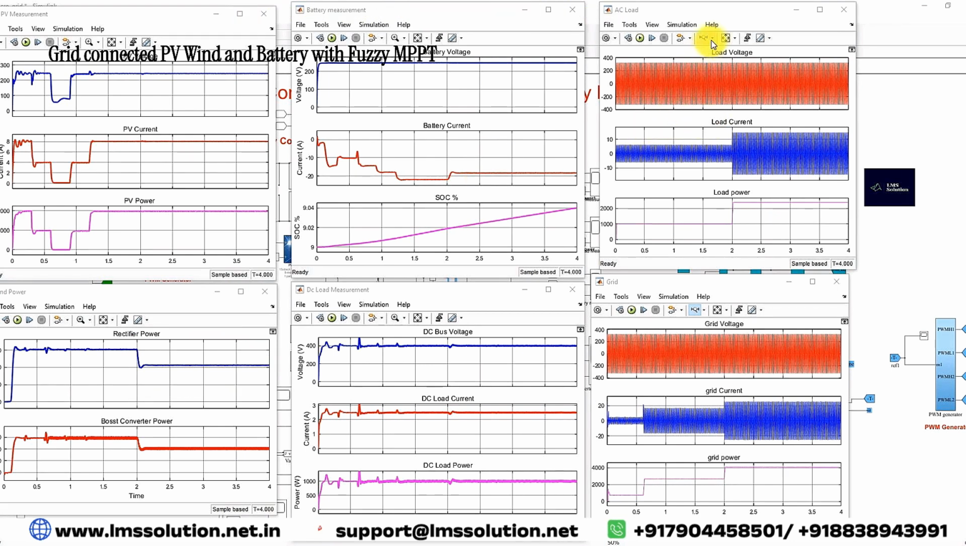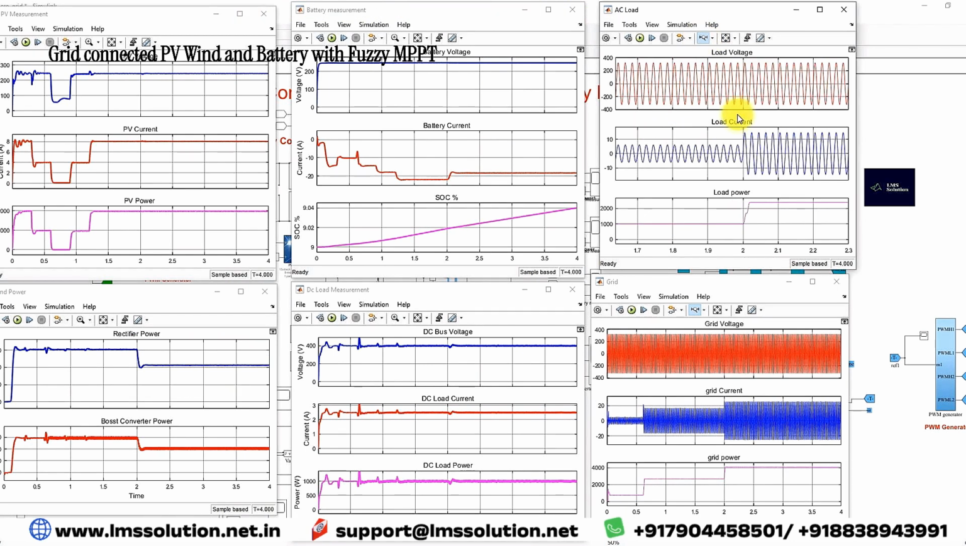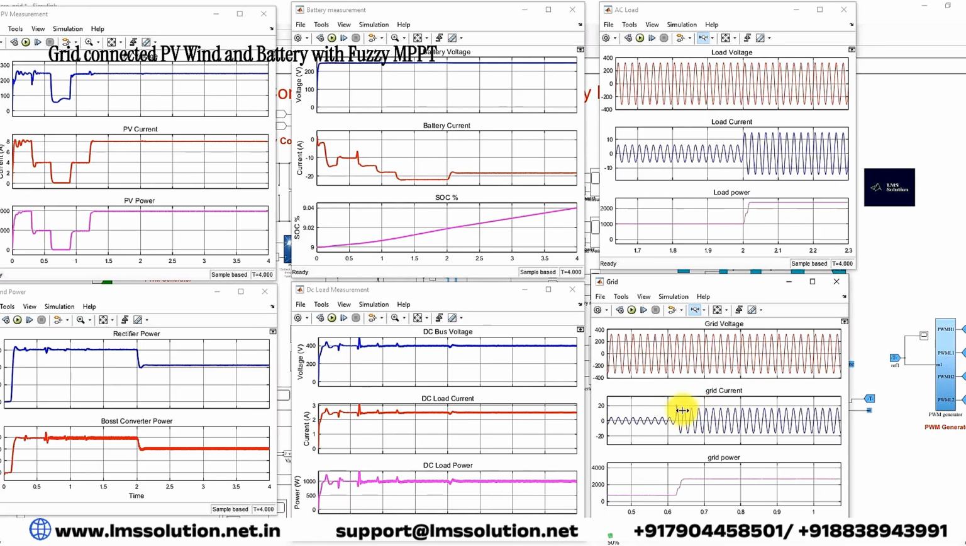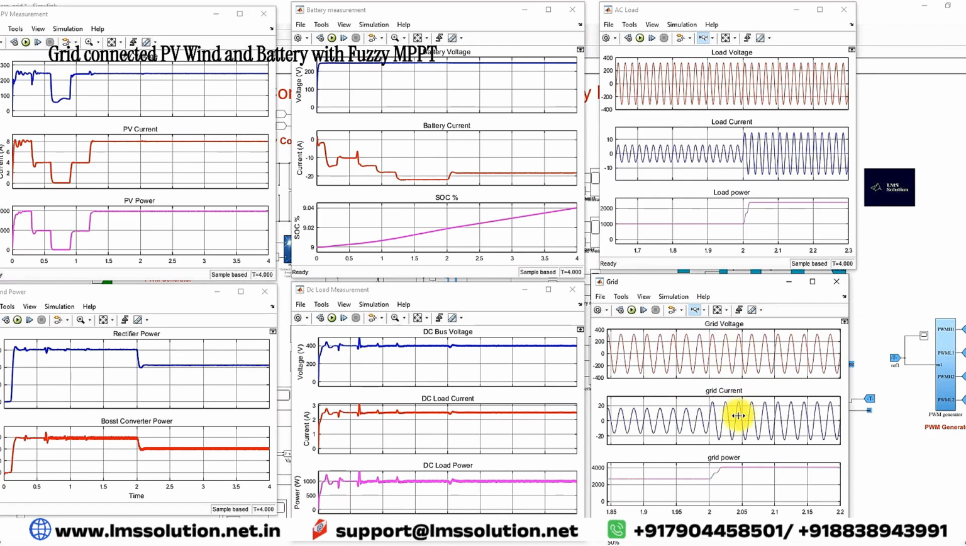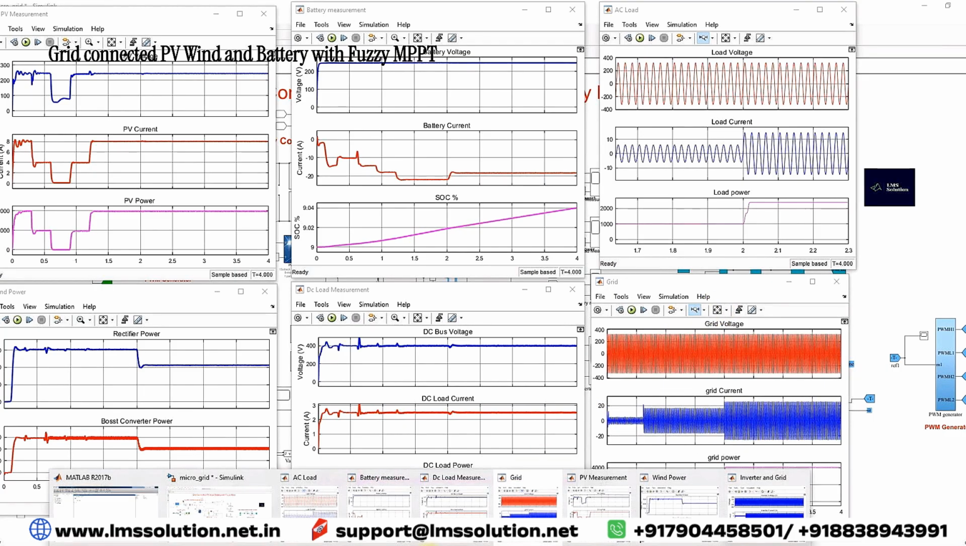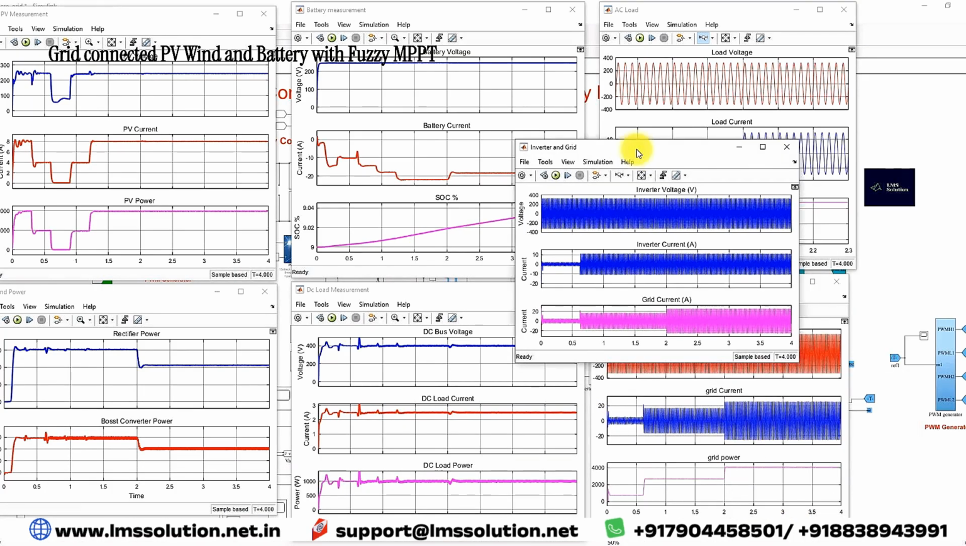And here you can see the load voltage and the load current of the AC load, and then the power of the AC load. Here you can see the variation of grid current, grid voltage and grid power. And then you can see another detail, the inverter detail. This is the variation of inverter voltage, inverter current and grid current.